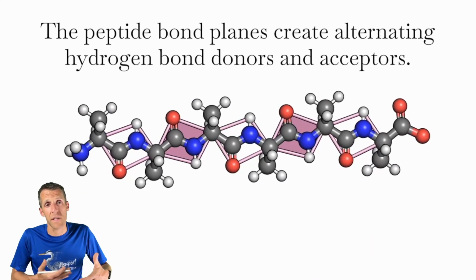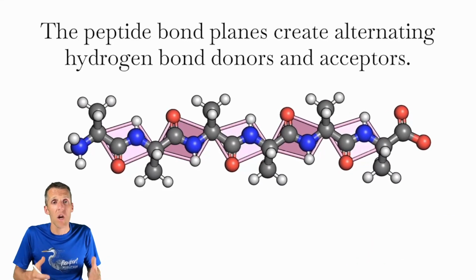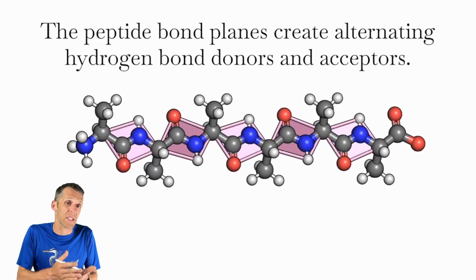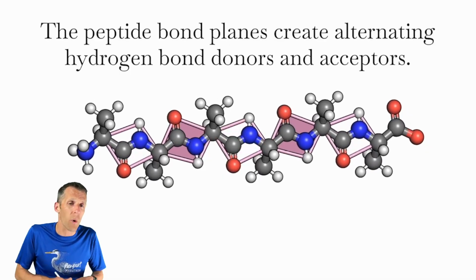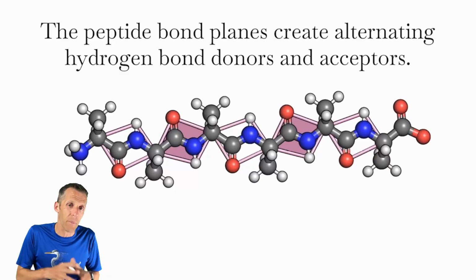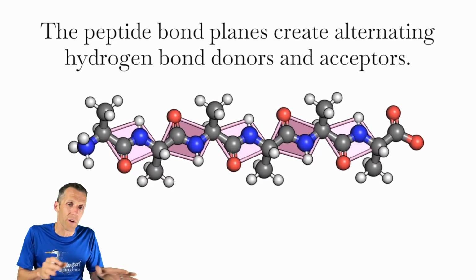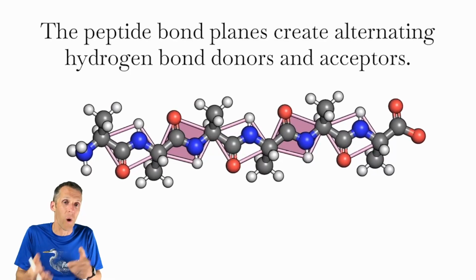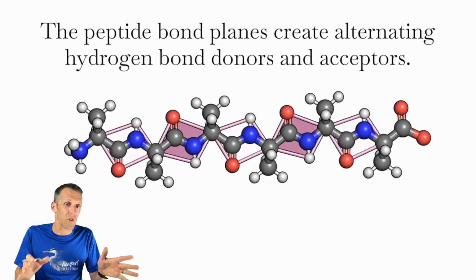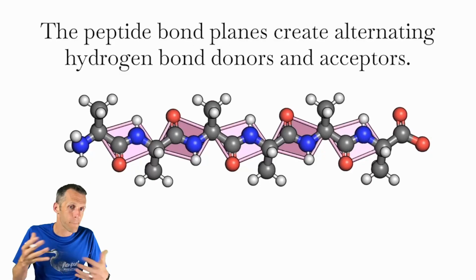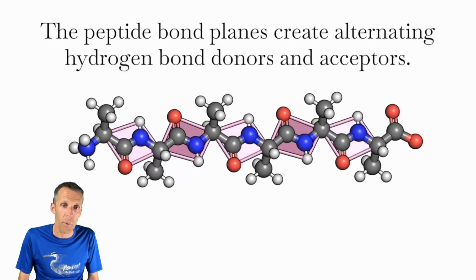The other thing that this does is it creates alternating patterns of donors and acceptors that are sticking off the side of the chain. So actually, if you're working on your structural reasoning in biochemistry, this is a good point to pause the video and scribble all over your slides if you have them, marking where the donors and where the acceptors are. So I'm giving you a chance to pause. Okay, now you can unpause.